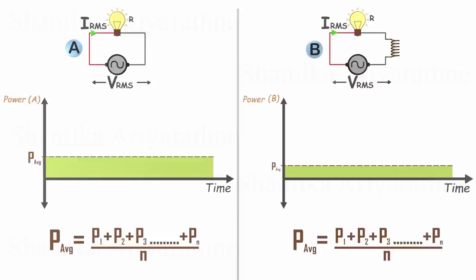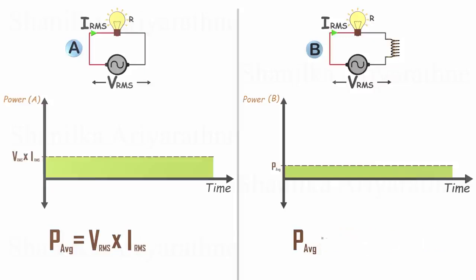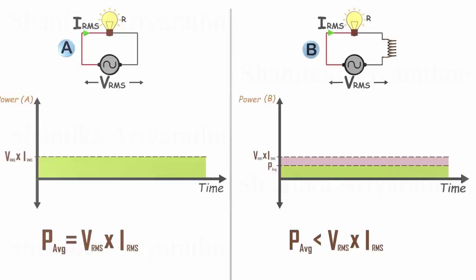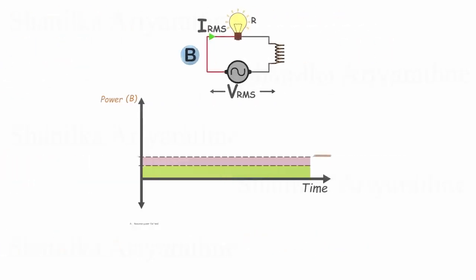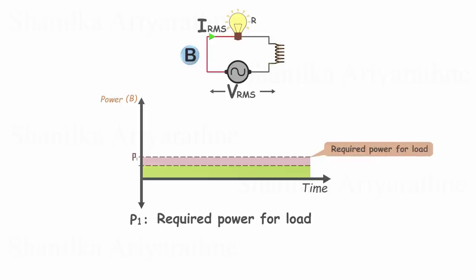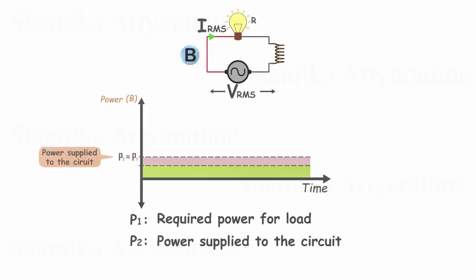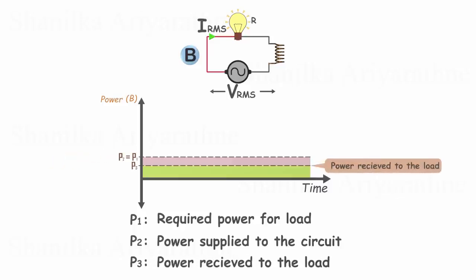As we discussed earlier, for circuit A, the average power is equal to its RMS voltage multiplied by RMS current. However, it's clear that the average power of circuit B is less than its RMS voltage multiplied by RMS current. Now, let's focus on circuit B. The load requires this much power to operate properly, and the source is supposed to supply that amount. However, due to the inductive reactance of the inductor, the load only receives a reduced amount of power.